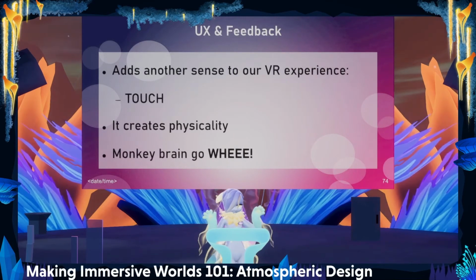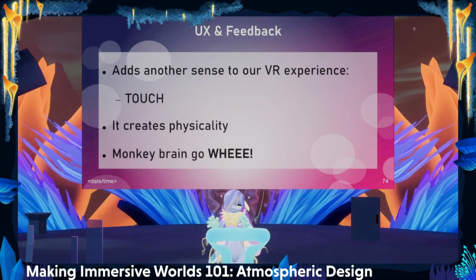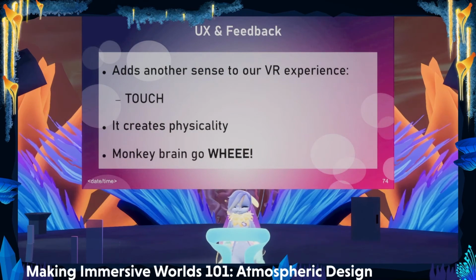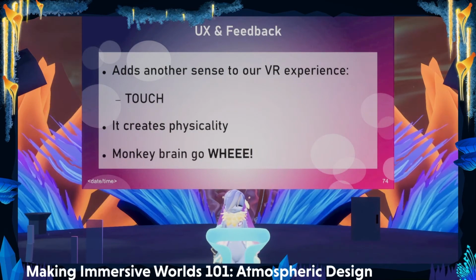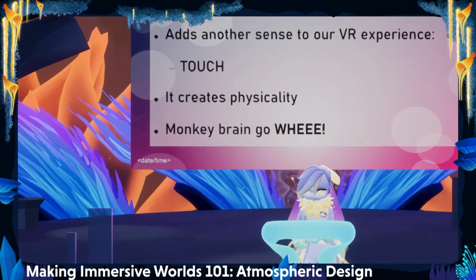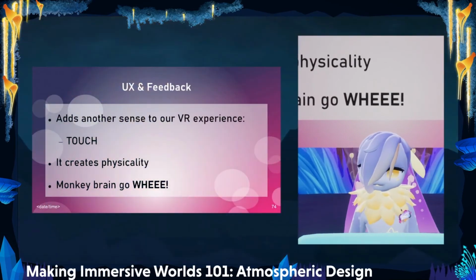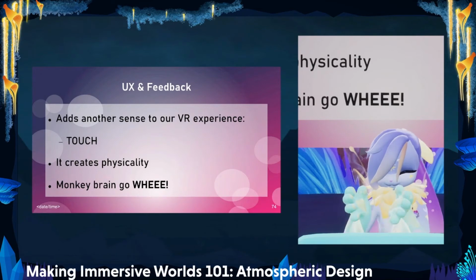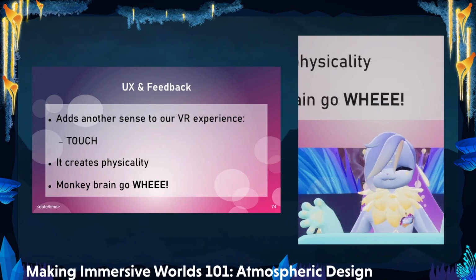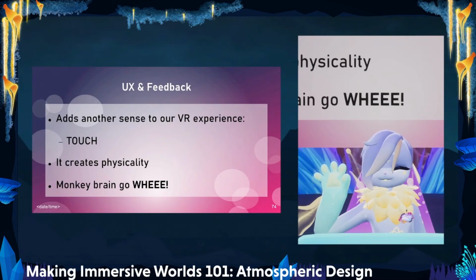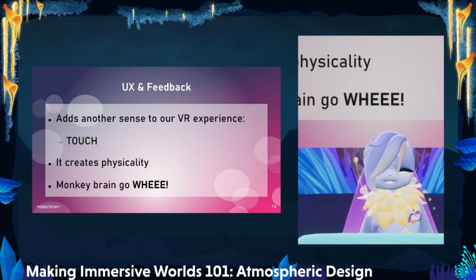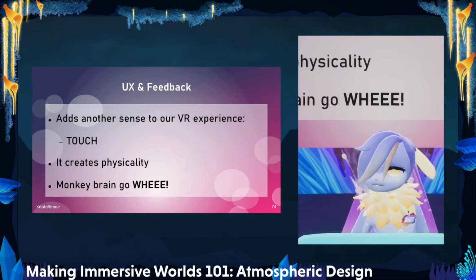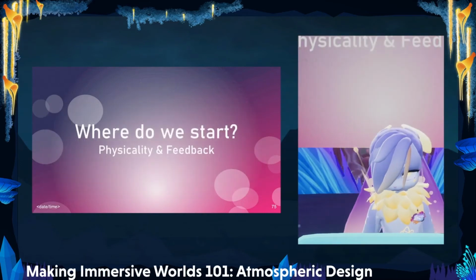And we're going to add another sense to ourselves. It's touch. The more layers you stack on the sensory, the more immersive it gets. It creates this physicality. It makes our monkey brain go wee. And the funny thing, I just added this clap to my avatar, and people can't stop clapping me whenever I high five for a little bit. It makes people really giddy.